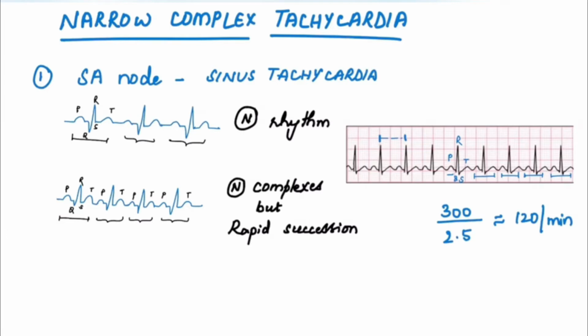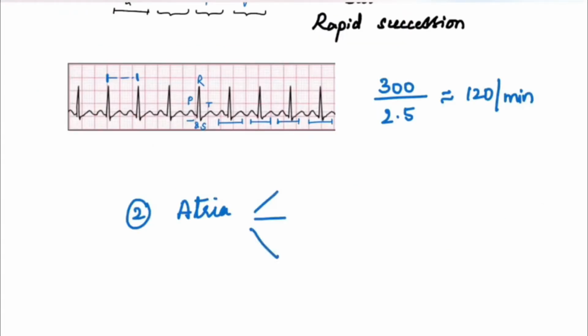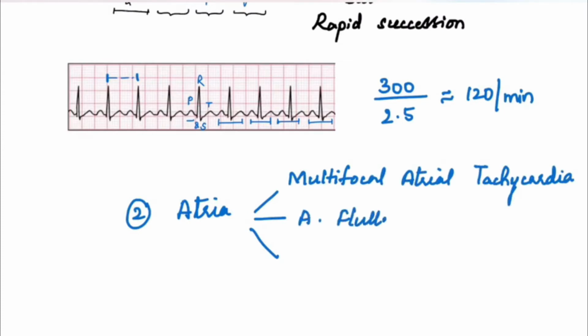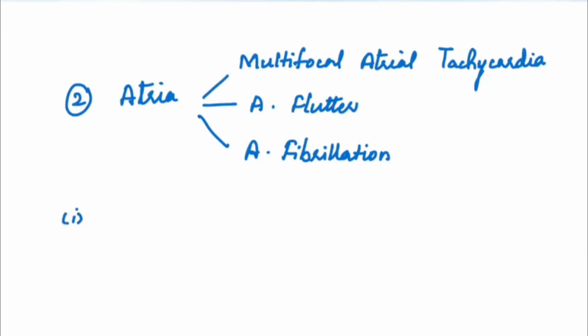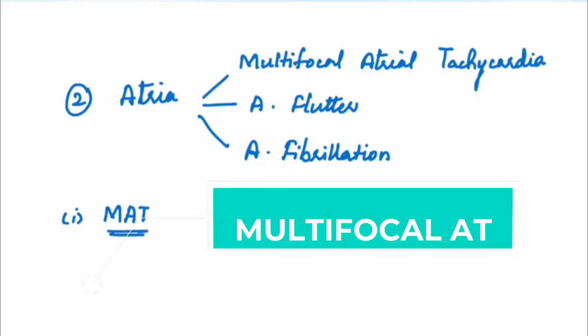Now the second cause of narrow complex tachycardia is the atria. In the atria, we'll look at multifocal atrial tachycardia, atrial flutter and atrial fibrillation. Now we'll look at multifocal atrial tachycardia.